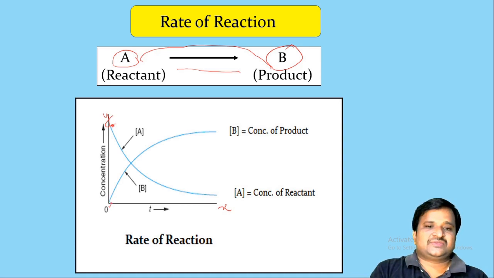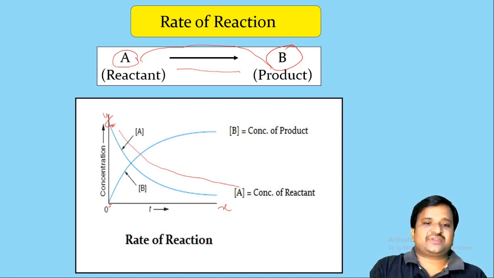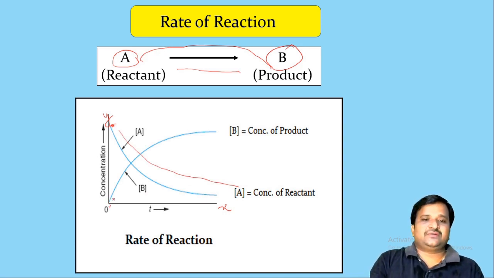Now the reaction is going on at time T. So A is converted to product, so the A concentration decreases. Initially there are no products, so the product concentration is 0. Then the concentration of the products increases. So in the chemical reaction, the reactant concentration decreases and the product concentration increases per unit time.